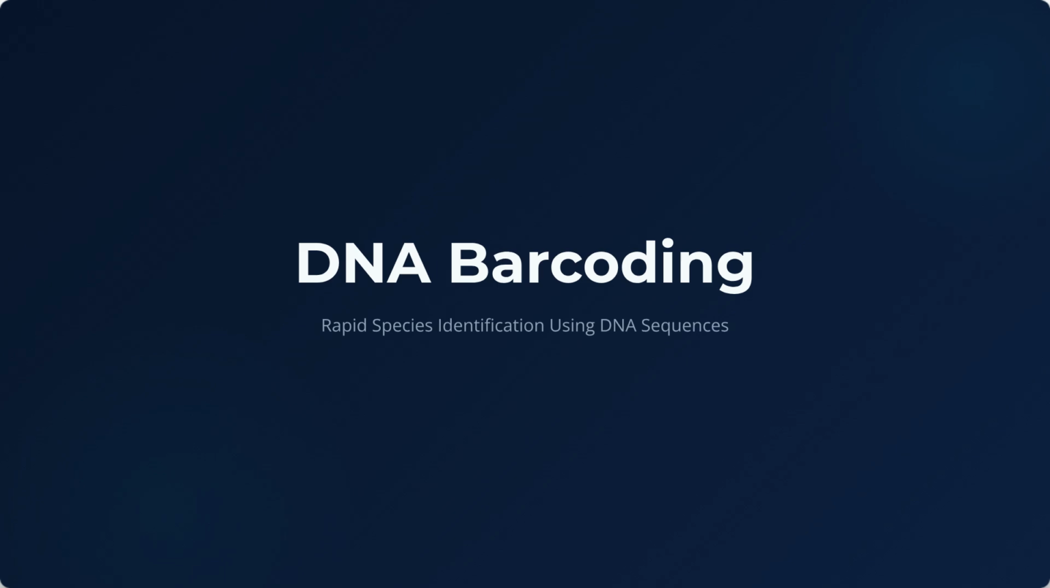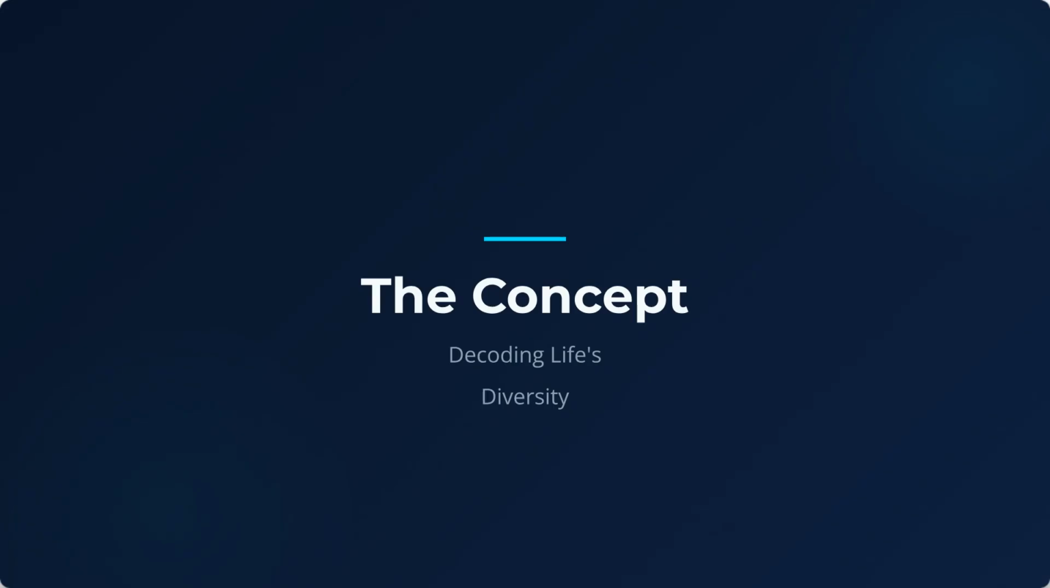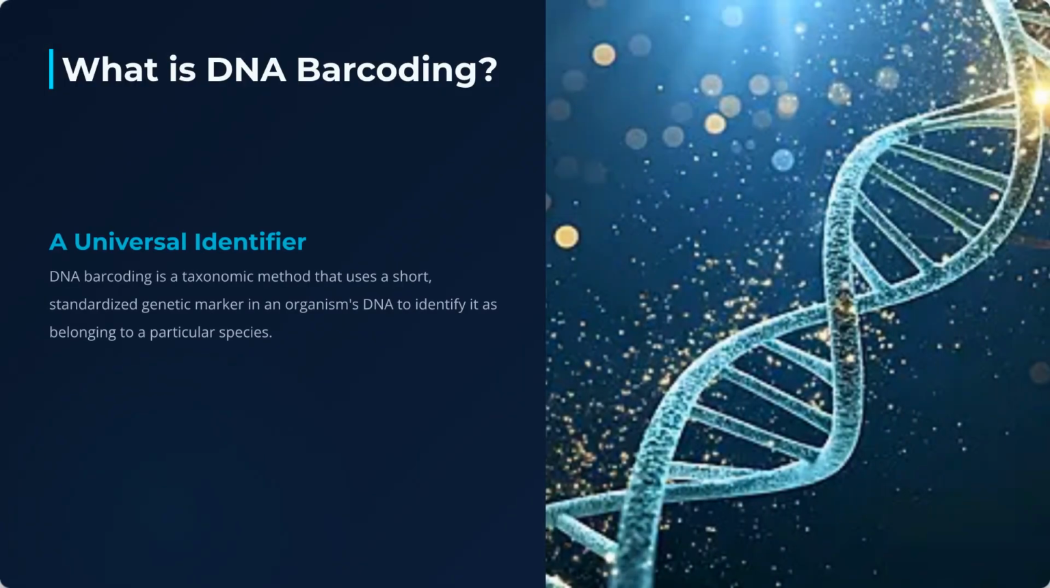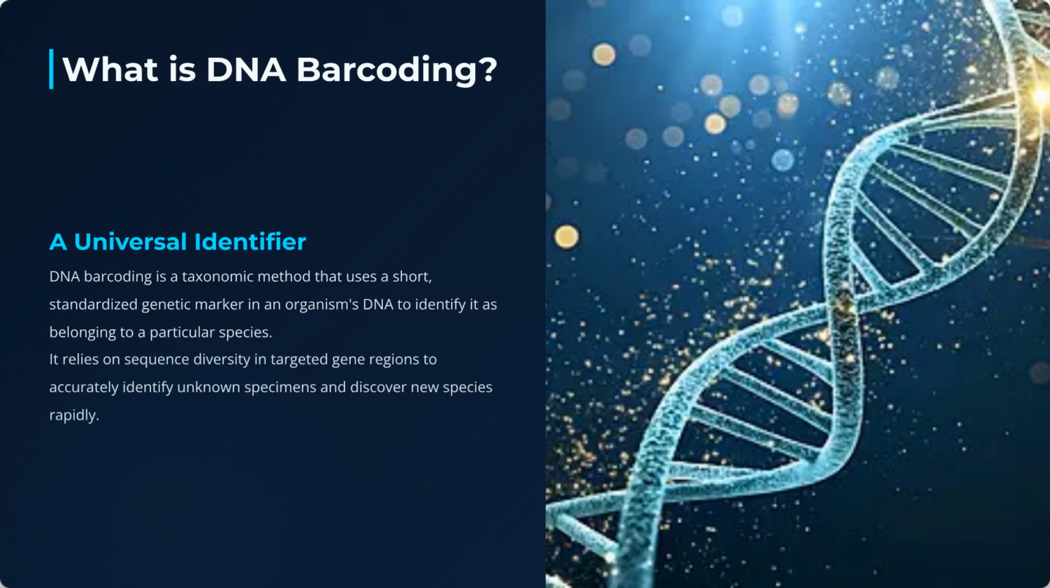Welcome to this video on DNA barcoding, rapid species identification using DNA sequences. Let's begin by exploring the core concept, decoding life's diversity. DNA barcoding is a taxonomic method using a short, standardized genetic marker to identify an organism's species. It relies on sequence diversity in targeted gene regions for rapid identification and new species discovery.